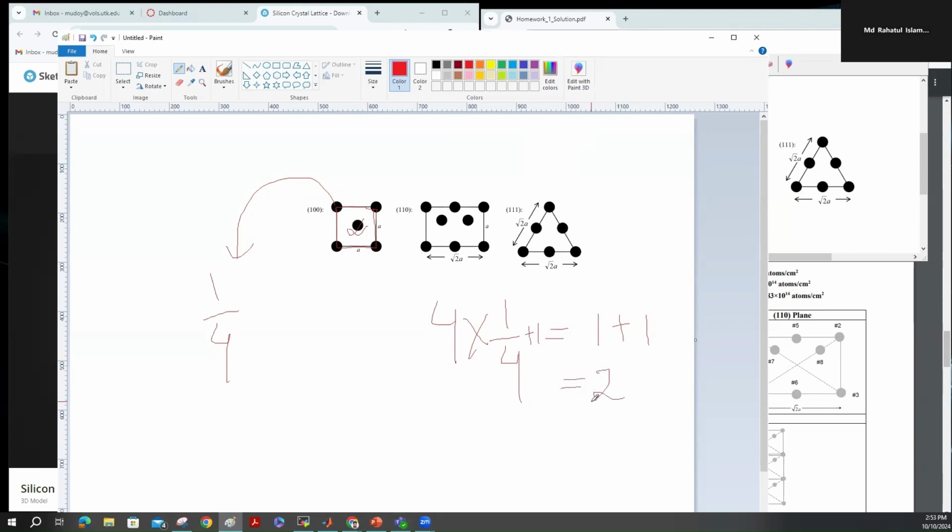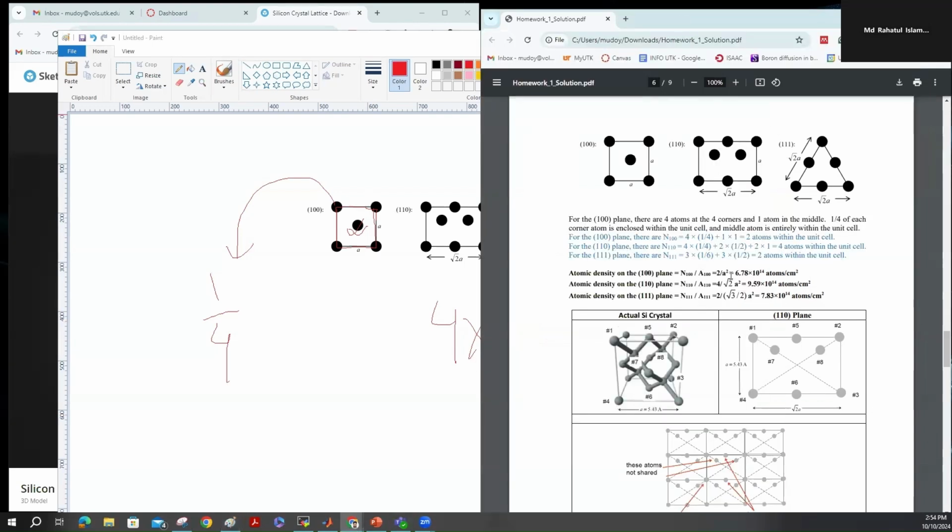And to get the surface density, we just need to divide this number by the area of this plane, which, as you can see, is a square. So the area will be a squared. That's what is written here, 2 divided by a squared. So this is the atomic density or surface density of this 100 plane. You have to put 5.43 angstrom in this a and then calculate the density.